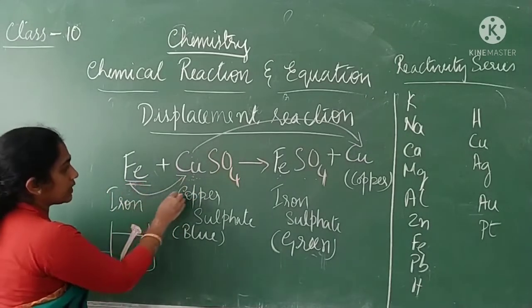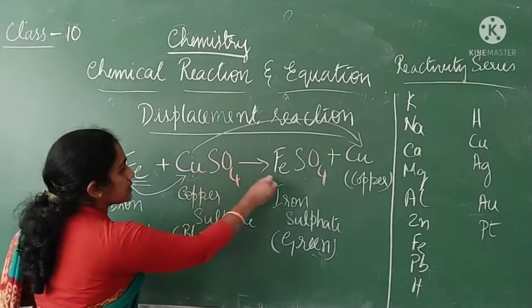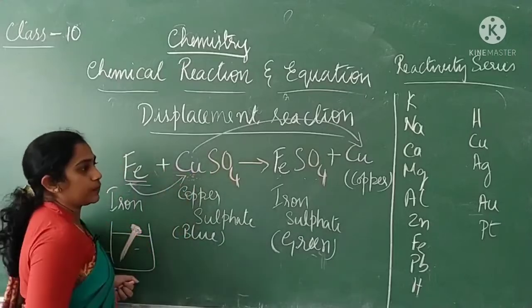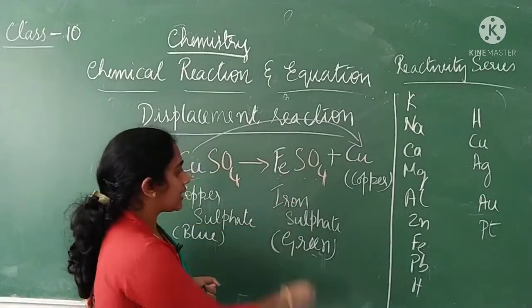So iron displaces copper and occupies the place of copper. So it becomes ferrous sulfate. So ferrous sulfate is a salt.